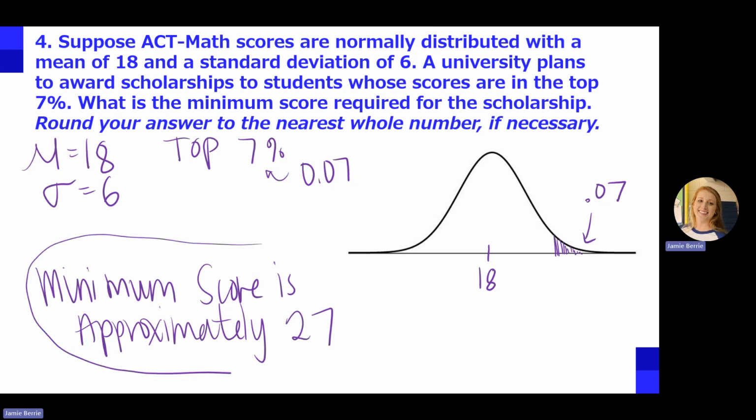So if you want to get the scholarship at this particular college, you're going to want to score a 27 on the ACT math.